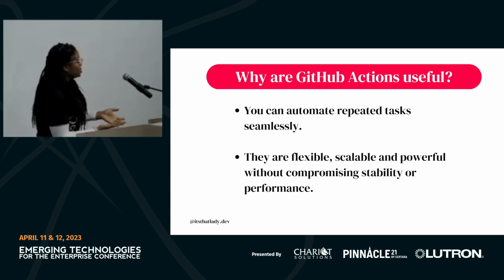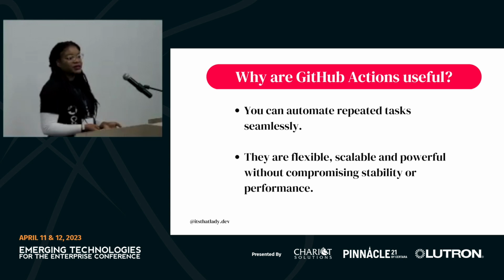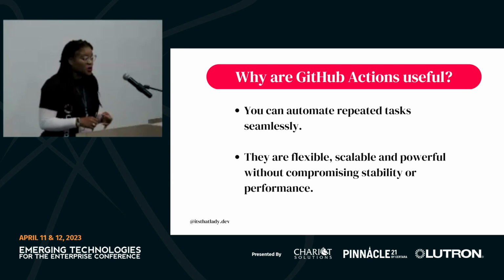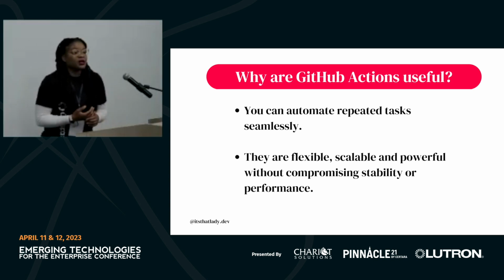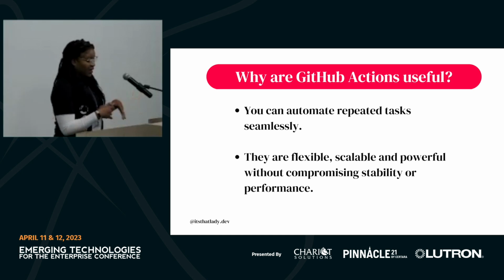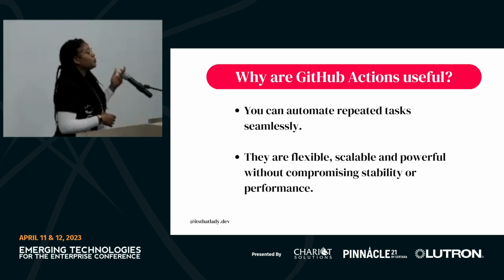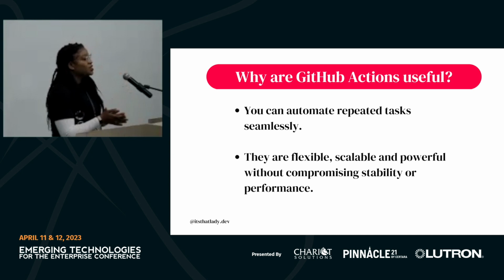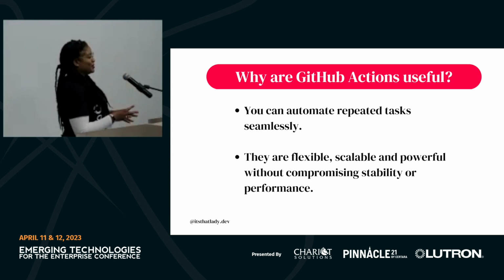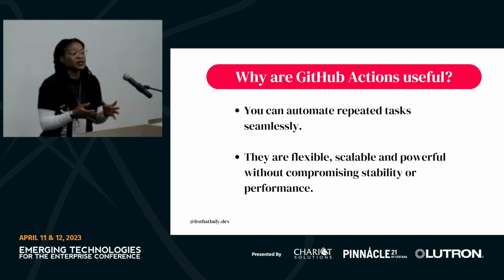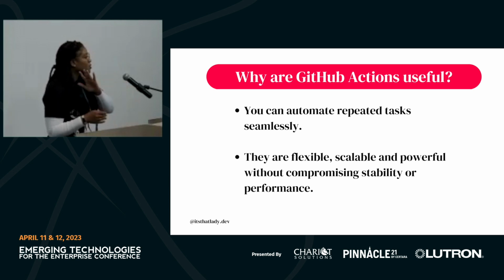So why are GitHub Actions useful? For me, there are two primary reasons why you'd want to consider adding GitHub Actions to your repository. You can automate repeated tasks seamlessly, and they are flexible, scalable, and powerful without compromising stability or performance. So if you are an everyday developer and you just have some projects on the side, but you want to automate, let's say your deployment pipeline, your testing pipeline, GitHub Actions is going to be free for you depending on what your repository looks like, and you can use it. If you are an enterprise client, you can use GitHub Actions because it will work with your company because it's scalable and it just grows with you.